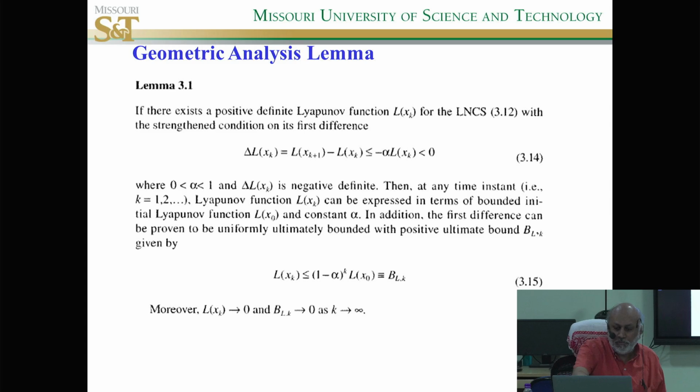I'll show you. So if there exists a positive definite function L of x with the strengthened condition that L of x of k plus 1 minus L of x of k is less than or equal to minus alpha times L. Now why is that minus important? What does it mean by minus there? Yeah, it's the same as a differentiator. So L of x of k plus 1 minus L of x of k, if you divide it by the time interval T, that's your derivative.